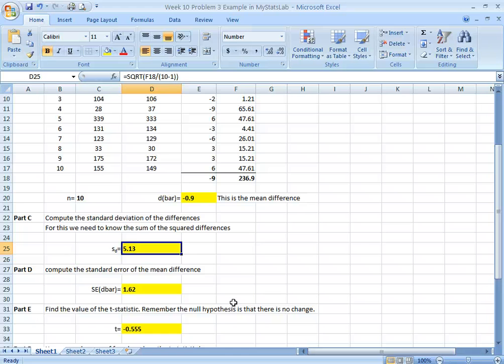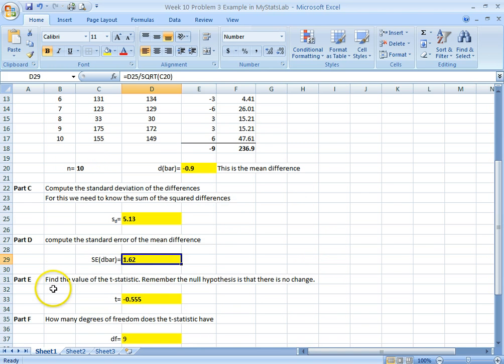So now we can move on to part D. Part D wants us to compute the standard error of the mean difference. So our standard error formula, D25, which is our standard deviation that we just calculated, divided by the square root of C20. C20 is our 10 stores, so D25, our standard deviation 5.13, divided by the square root of 10, and we get our standard error to be 1.62.